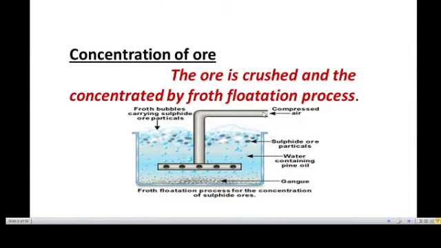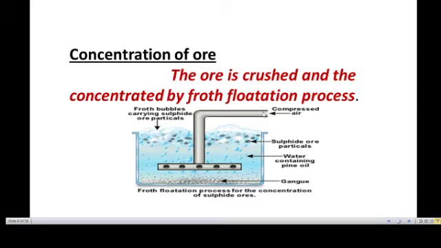What are the methods used in the extraction of copper? First one is concentration of ore. The second one is roasting. Next, smelting. Then Bessemerization. Then refining, electrolytic refining.